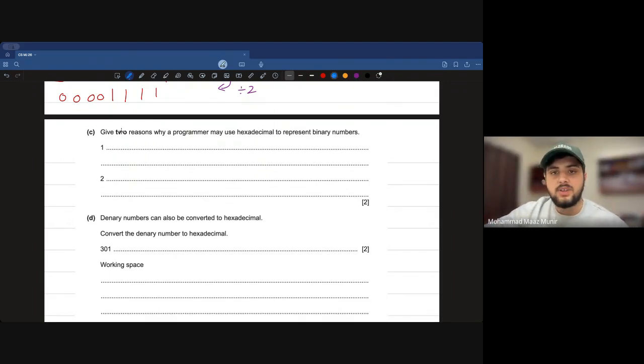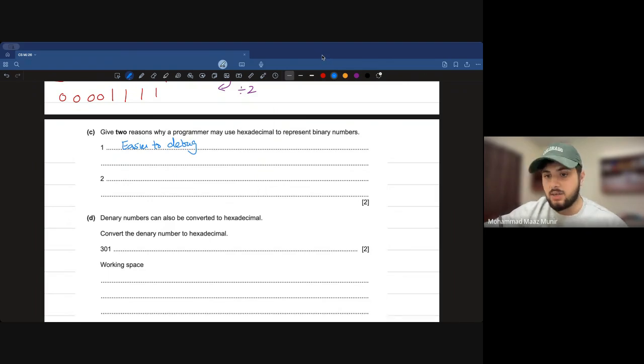So you can write any of them up here: easier to debug. Debug basically means to find errors. So while coding, if there are some problems or errors in your code and you want to find where you are making those mistakes, that is called debugging. So this is the process.